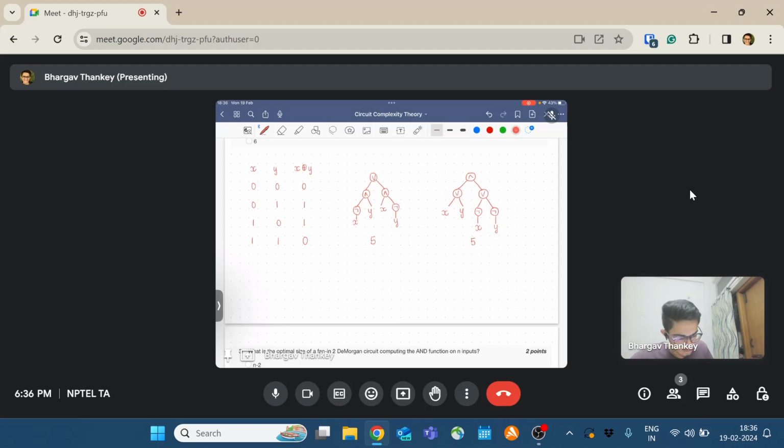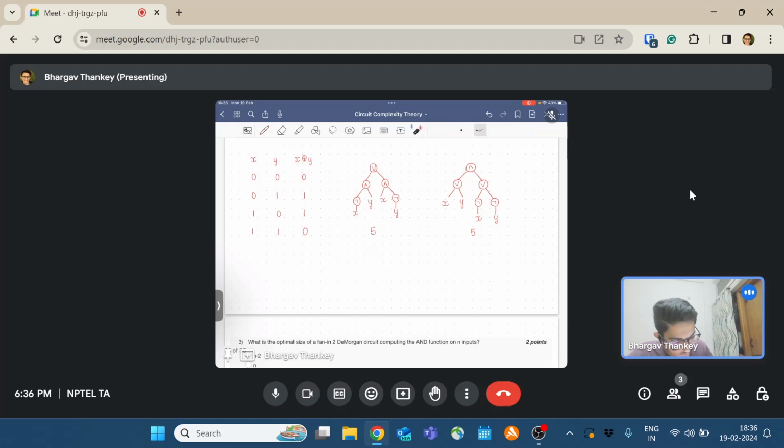Okay, so the way to get to 4: first of all, these three gates are going to be necessary, right? So you want to write... Yeah. So the way to get to 4 would be to say, okay, over here there are two NOT gates. Can I get rid of one of them? And the way to do it is this. So what is this gate? This gate is not X or not Y, right?